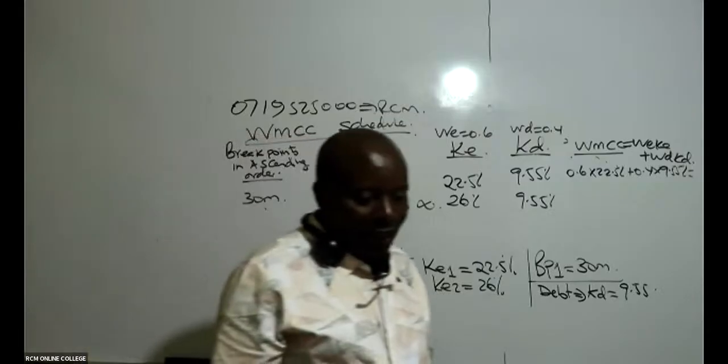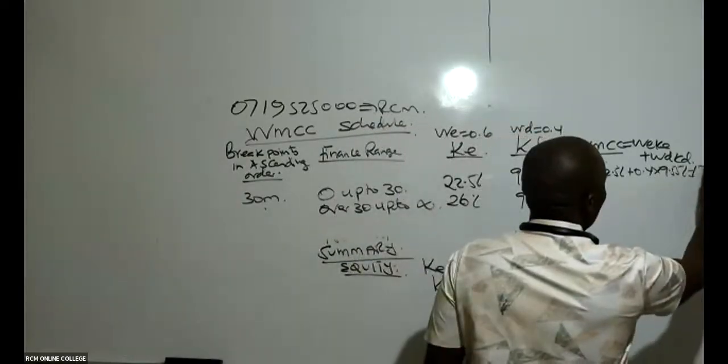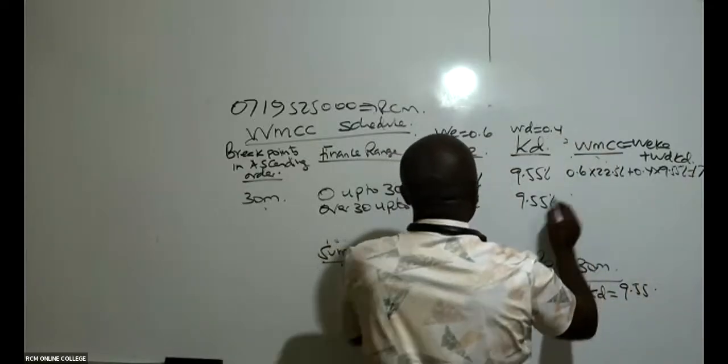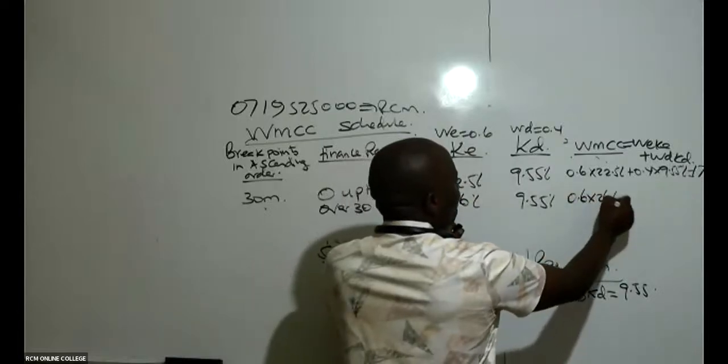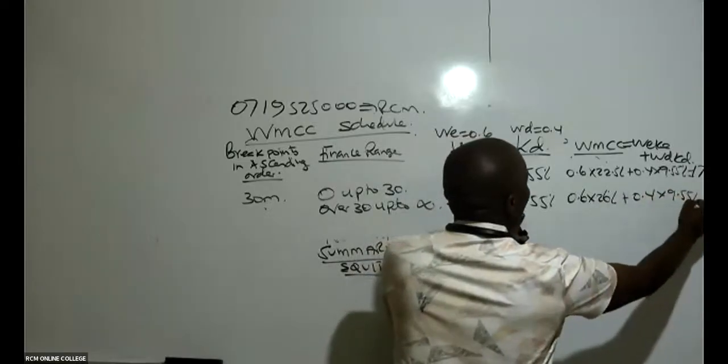So this gives me 17.32%. And then we have the last one here. This will be 26 times 0.6. So 0.6 times 26%, plus in this case here, 0.4 times 9.55%.